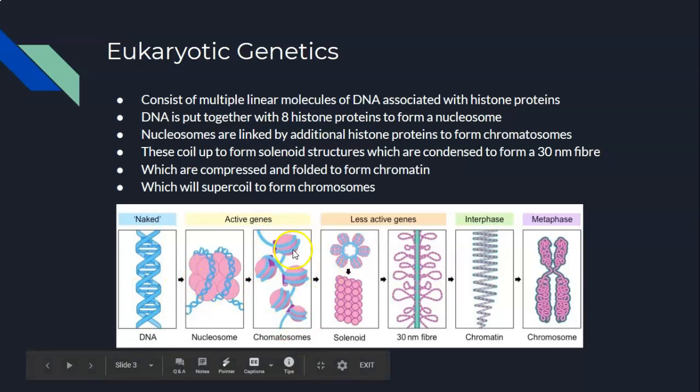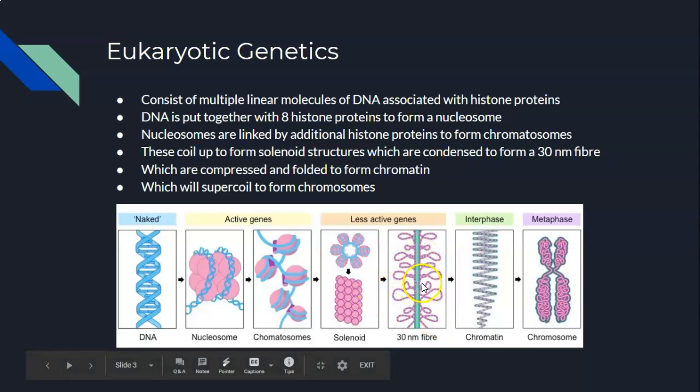Once you get to the chromatosomes, those are wrapped up even more and coiled up to form solenoid structures, and they form a 30 nanometer fiber, which you can see in these next two pictures. These are where the less active genes hang out. They're important, but they're not as important as the active genes, so they're a little bit more wrapped up and a little bit more challenging to uncoil because you don't need to uncoil them as frequently.